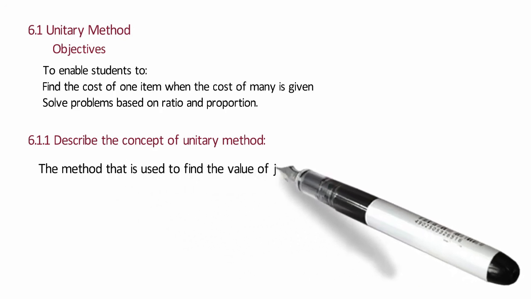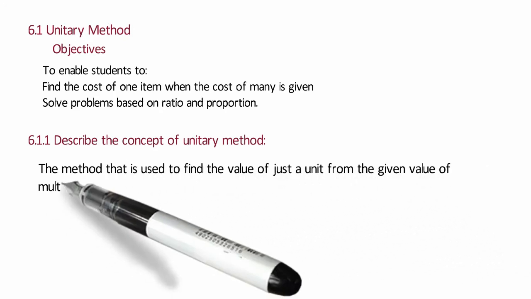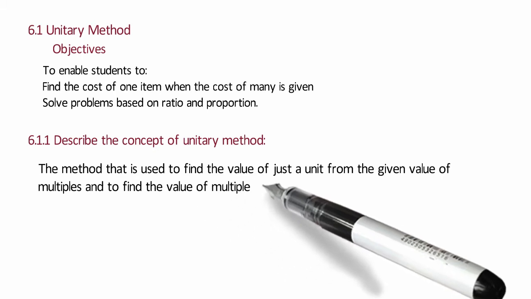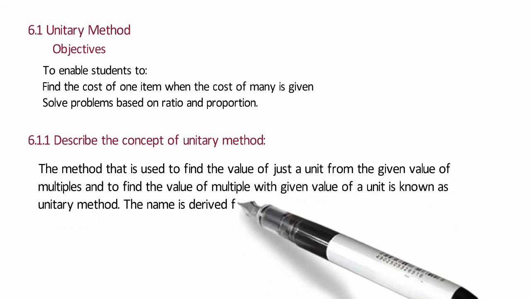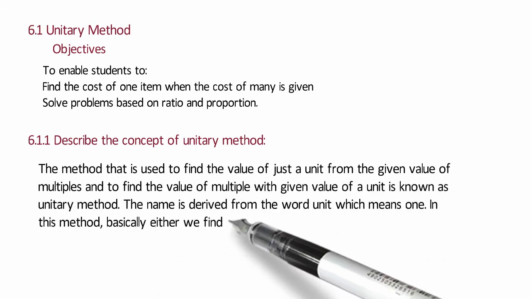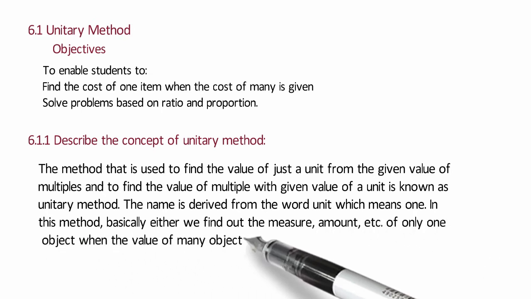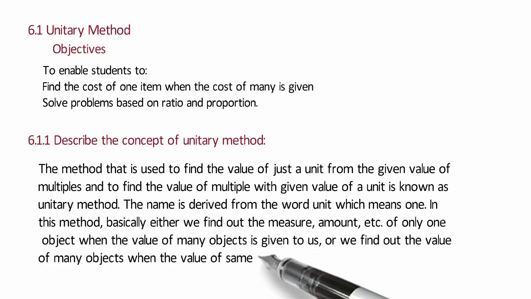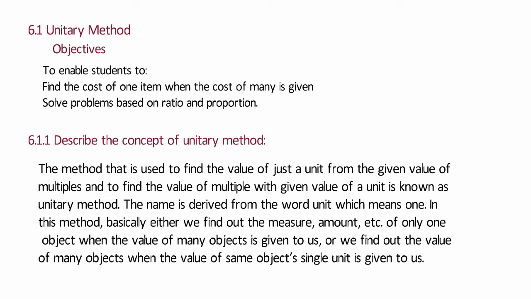The method that is used to find the value of just a unit from the given value of multiples, and to find the value of multiple with given value of a unit, is known as unitary method. The name is derived from the word unit, which means one. In this method, basically either we find out the measure, amount, etc. of only one object when the value of many objects is given to us, or we find out the value of many objects when the value of same object's single unit is given to us.